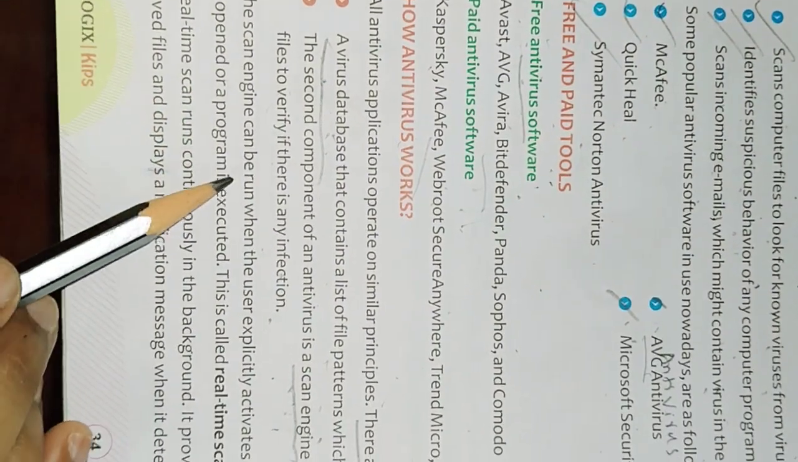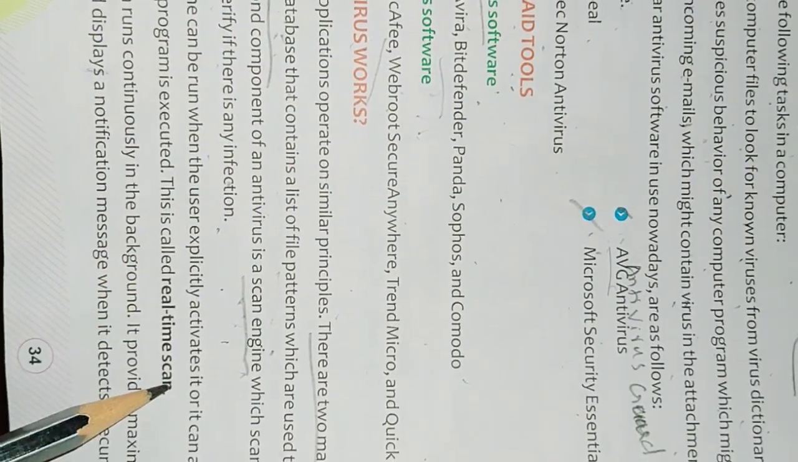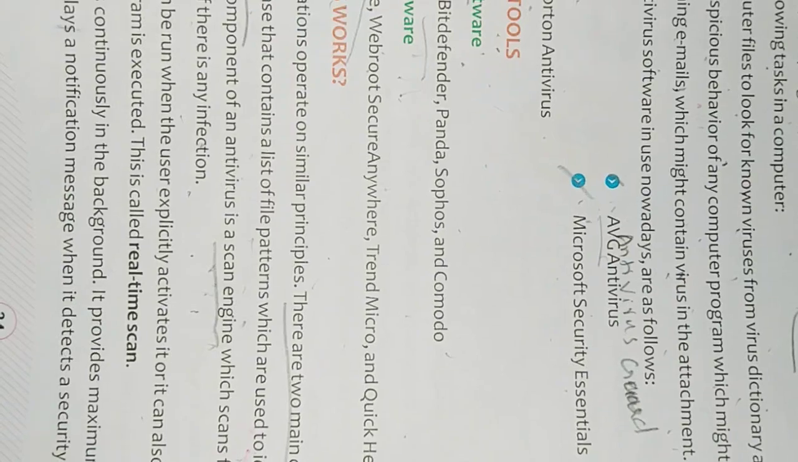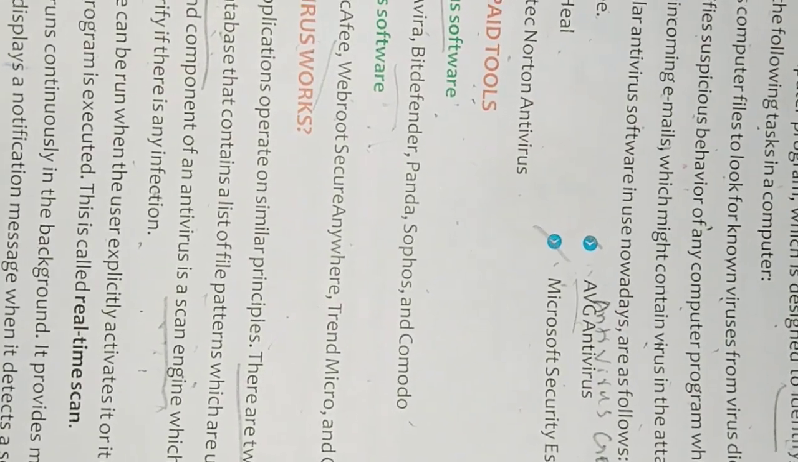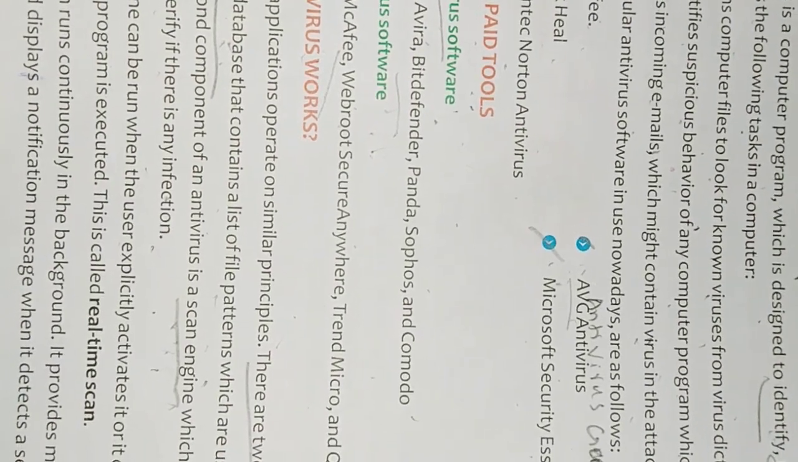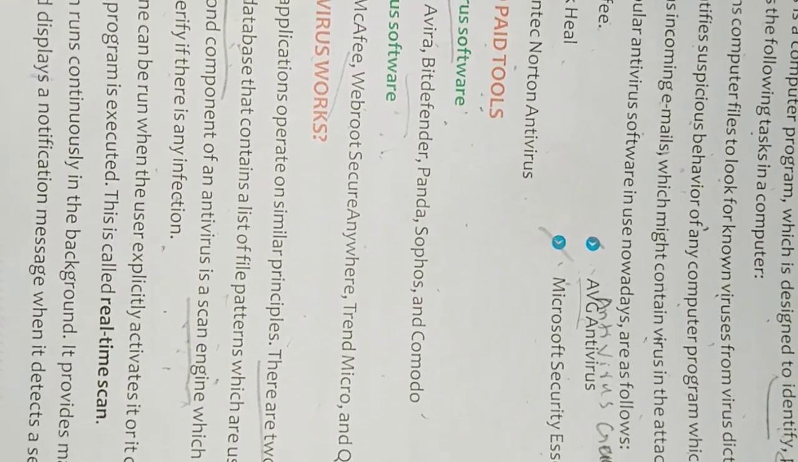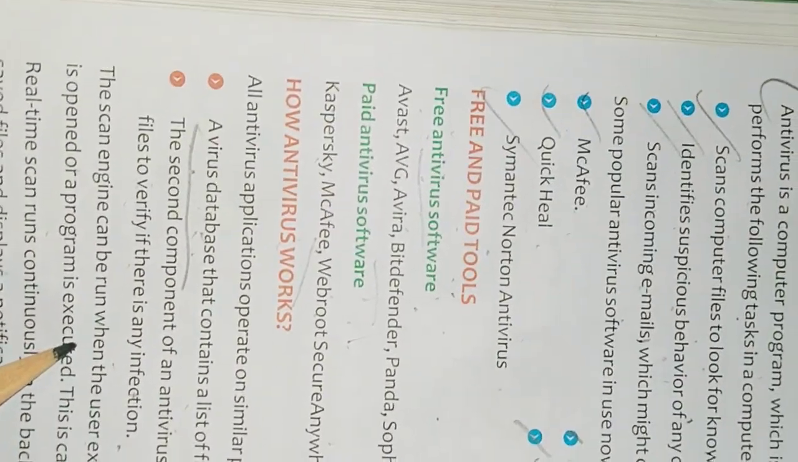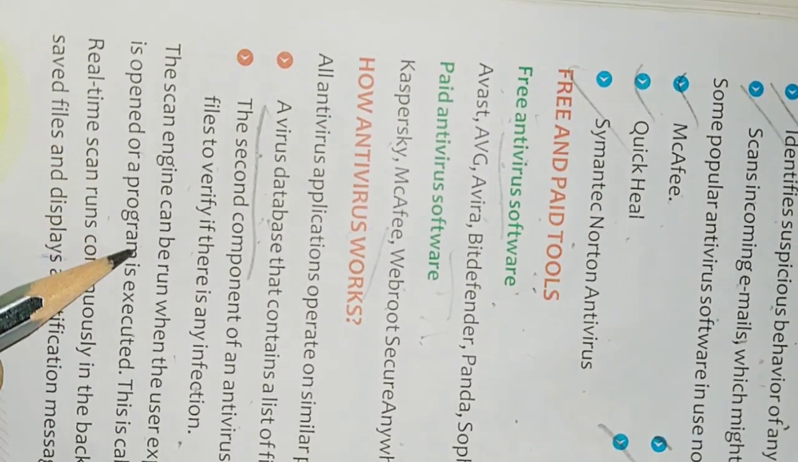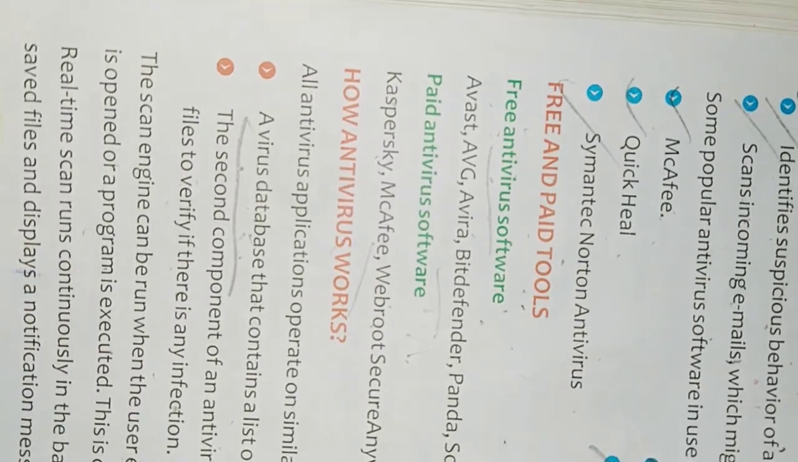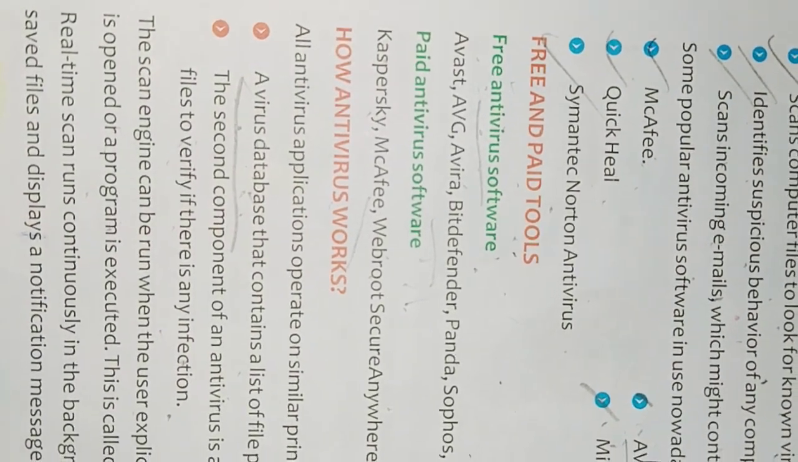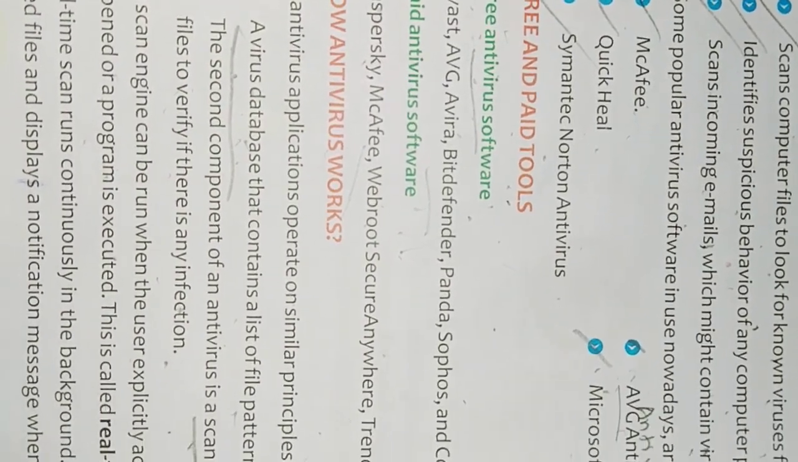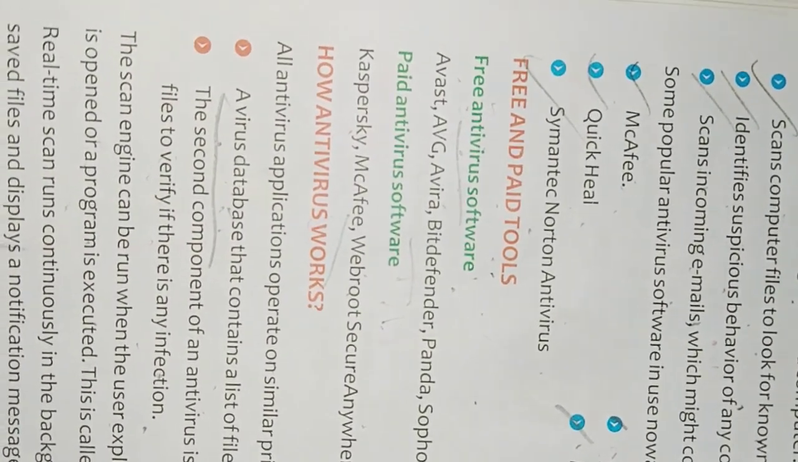The scan engine can be run where the user explicitly activates it, or it can also be set to run automatically anytime. So you can manually run the scan engine, or you can set that scan engine to run automatically anytime a file is opened or a program is executed. So you can do it manually, or you can set it to automatic. That is, whenever a file is opened or executed, you can scan it. This is called real-time scan.